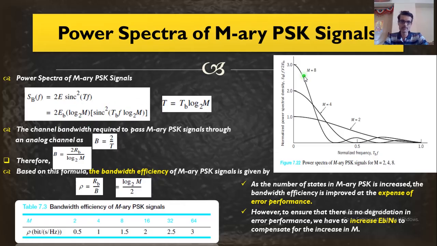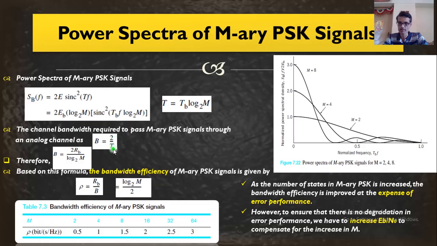And if I plot this power spectral density for different values of M, say M equal to 2, M equal to 4, M equal to 8, as you can see over here, the power spectral density, the PSD, power increases. Fine. The bandwidth decreases. As you can see over here, the bandwidth decreases. That is the advantage of M-ary PSK systems.